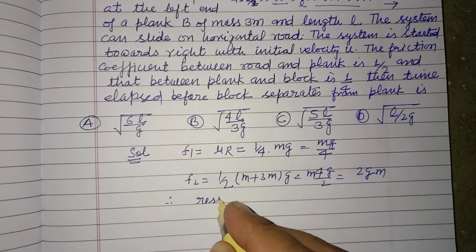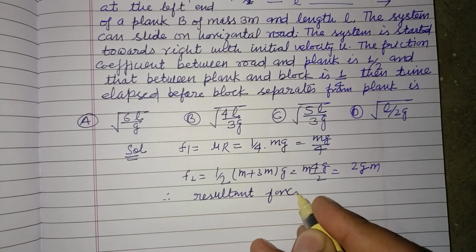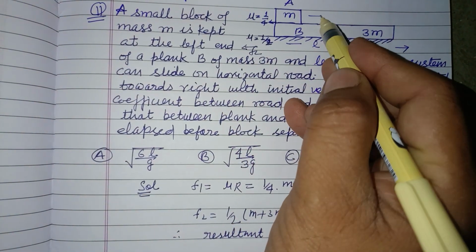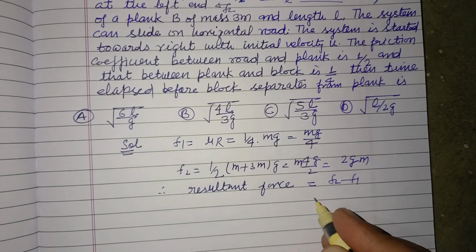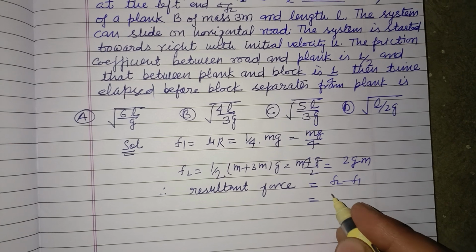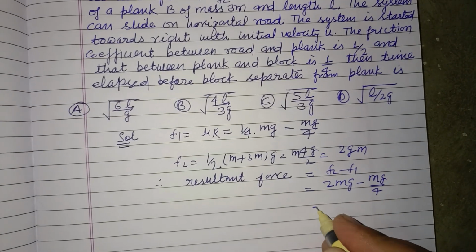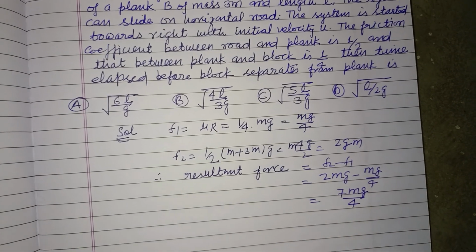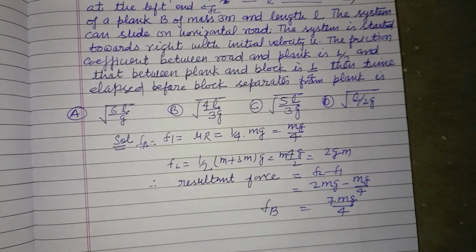So the resultant force, because they are in opposite directions, F2 in this direction and F1 in this direction. Therefore the resultant force is F2 minus F1. F2 is 2mg minus F1, which is mg/4. So this is 8mg/4 minus mg/4, 7mg/4. This is the force on B and this is the force on A.